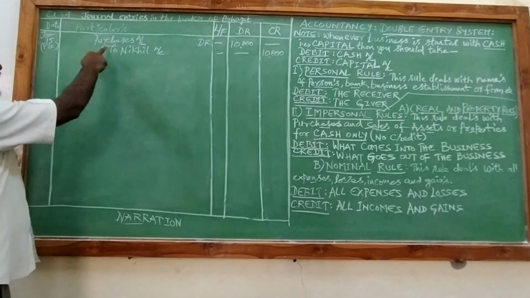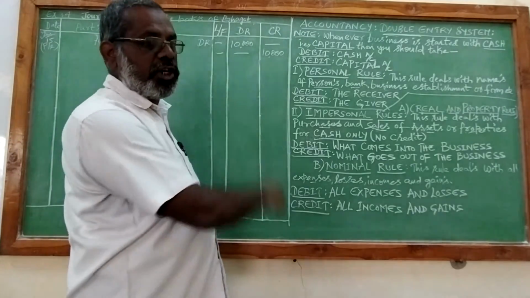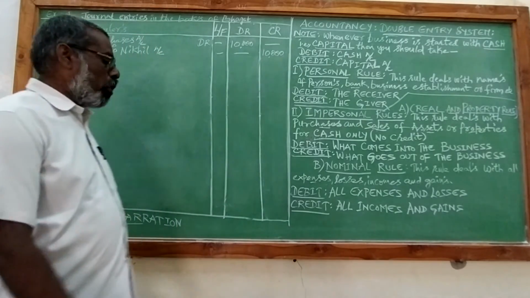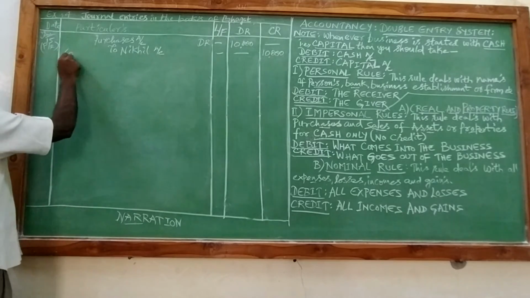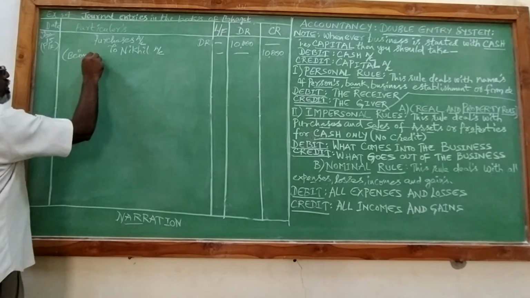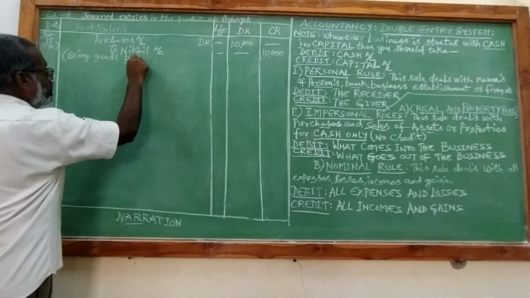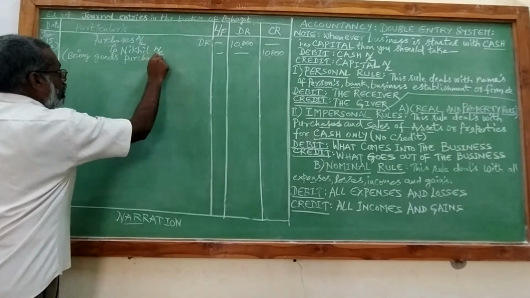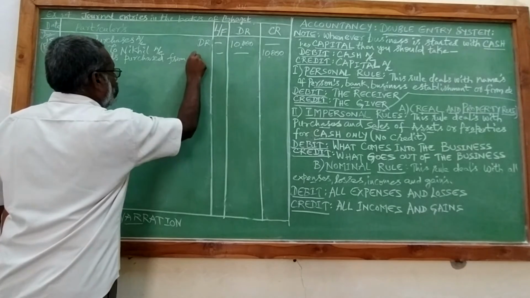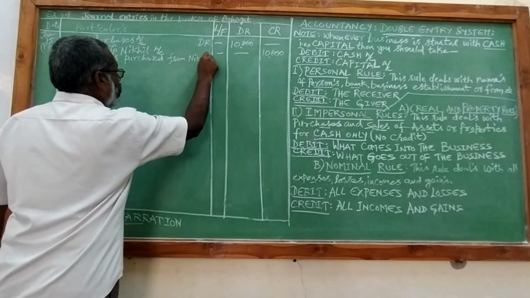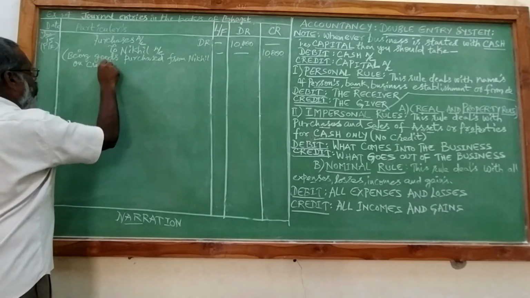So after writing this journal entry, you should write a statement for what purpose you have written this journal entry. That statement is called narration, and the narration will start with the word being. Being goods purchased from Nikhil on credit.